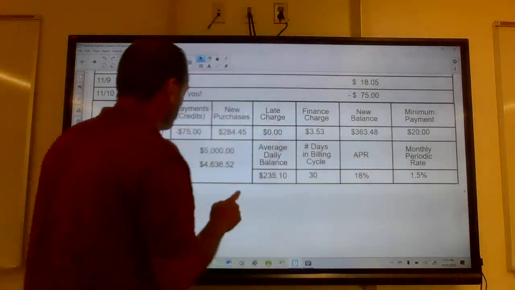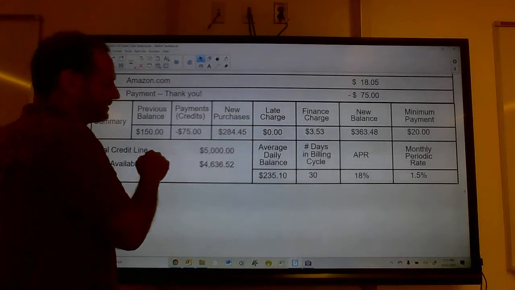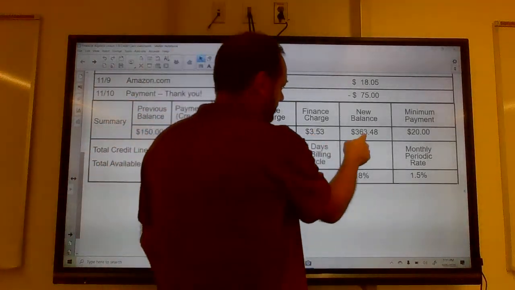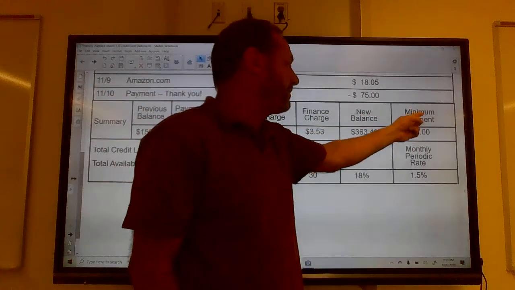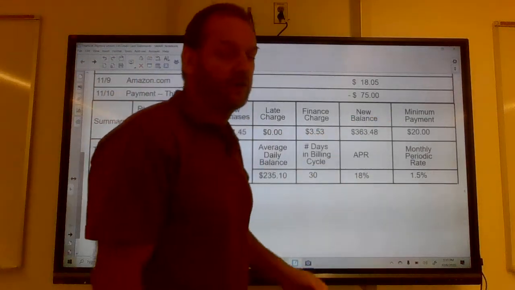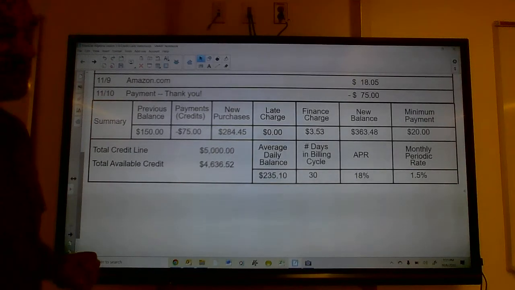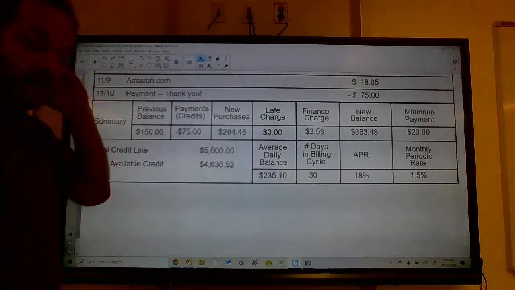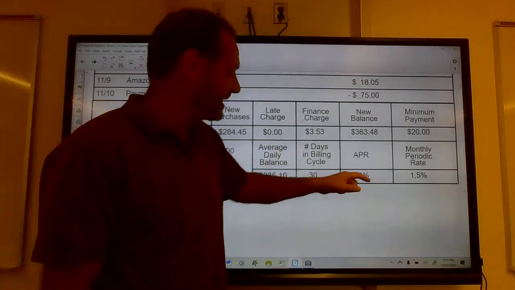Here's the new balance. So how do you get the new balance? You take the previous balance, you subtract the payment, you add the new purchases, you add any late charges, you add the finance charge, and that equals this. Then they give you a minimum payment. Okay, you can pay more than that, but you have to pay at least $20 in this case. Okay, not a good idea to only pay the minimum payment because your balance is going to get bigger every month, and you're going to be paying a lot of interest, which it tells you right here. Here's your APR is 18%.